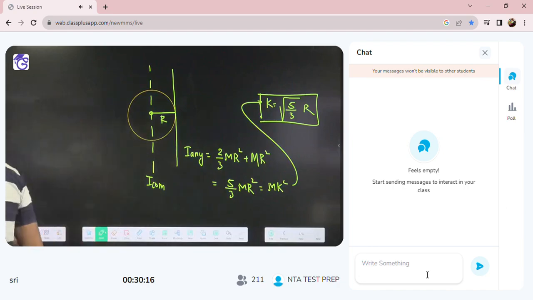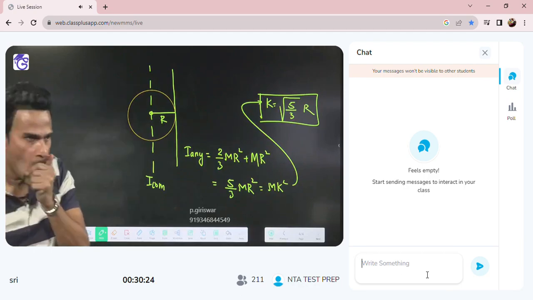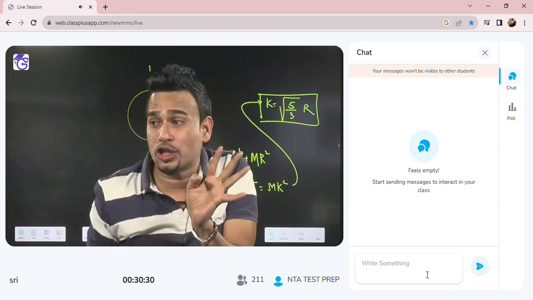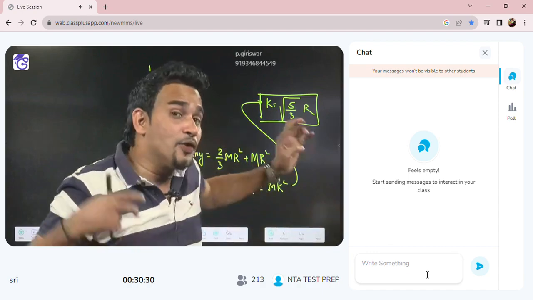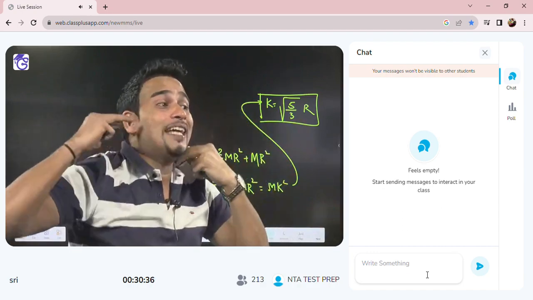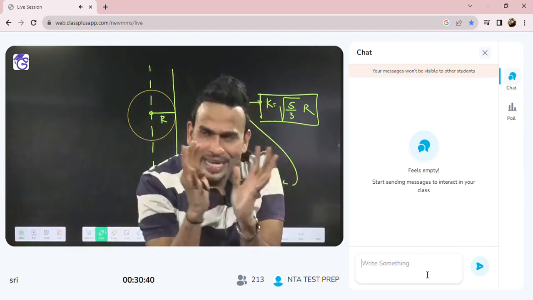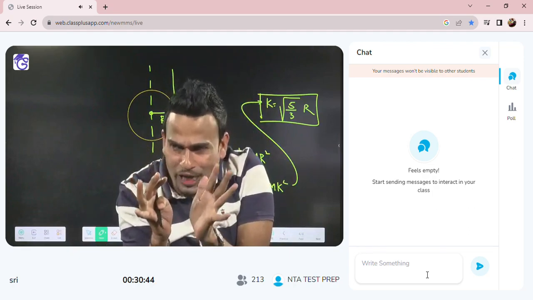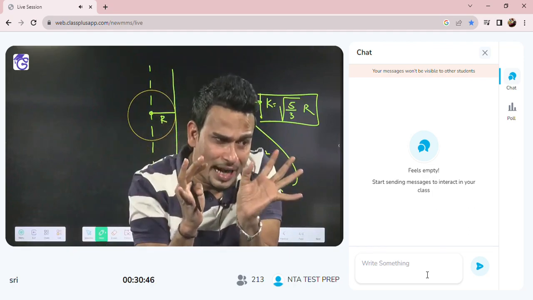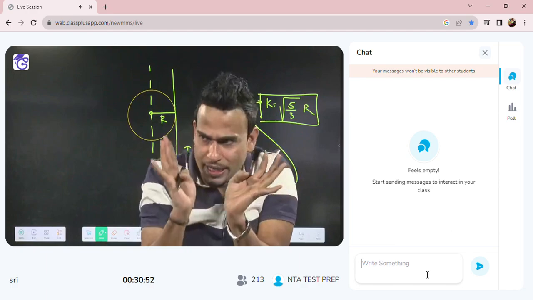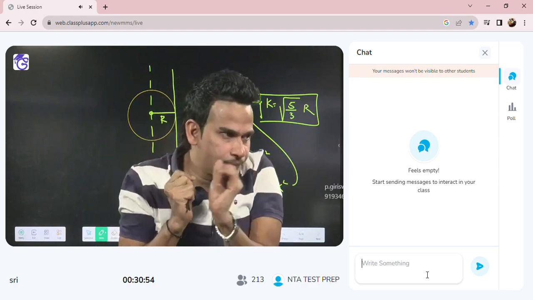Now two very, very important situations we are going to talk about. Pay attention, be focused. This is the main part from where questions come. If you see previous year NEET questions, 6-7 times they ask about two bodies which are very, very important. The NCERT solved example is also related to this. Be focused.